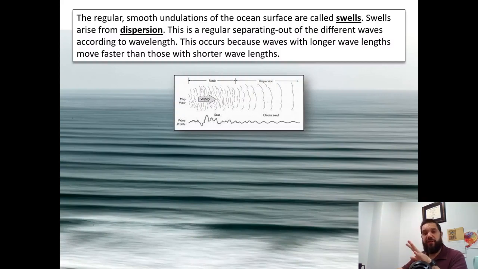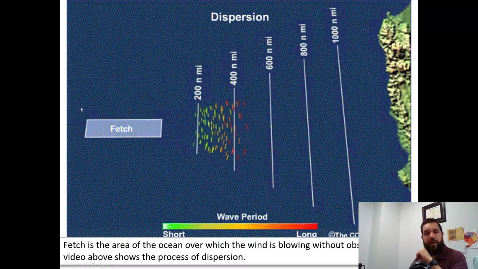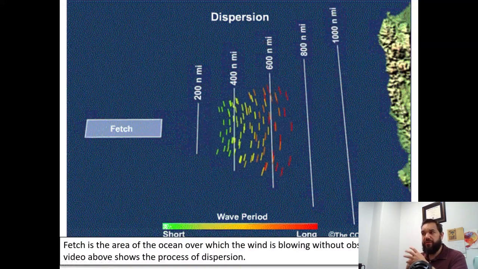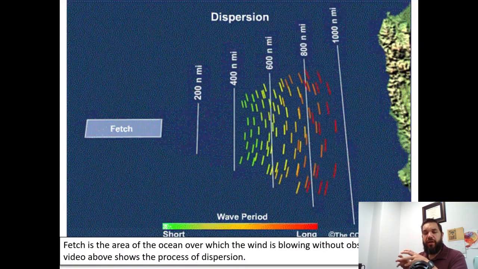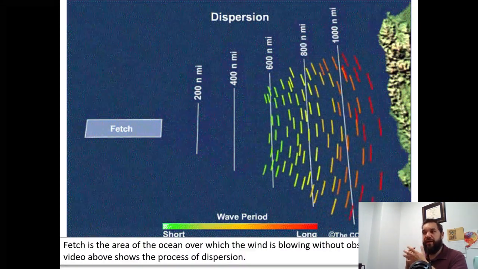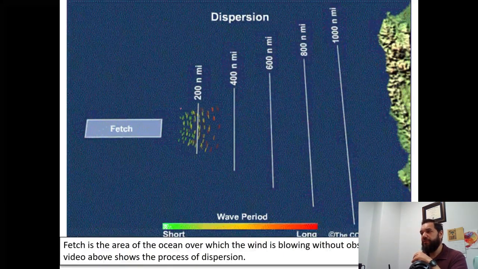So I'll give you a little video that kind of explains this. So let's say that you have the fetch, which is the area over which the wind is blowing, where waves can develop. So the wind is blowing in the fetch. It creates a confused or disturbed sea. You get white caps, and it creates all sorts of different waves with different wavelengths.